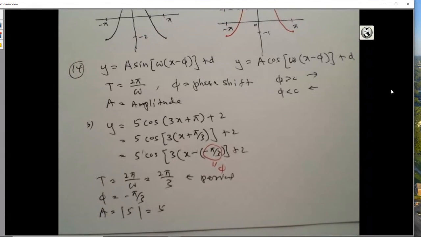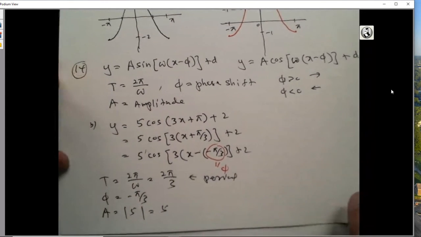Okay? That's going to be the easiest question that you can do in the exam. There will be a question like that. I will just ask you to find those. No graphing. Graphing will be a different question.